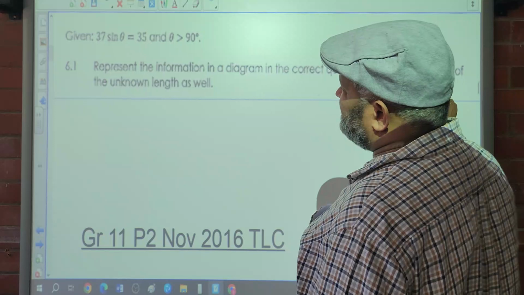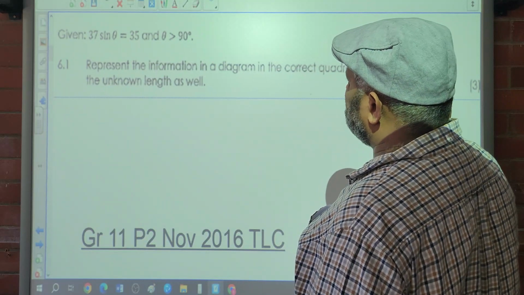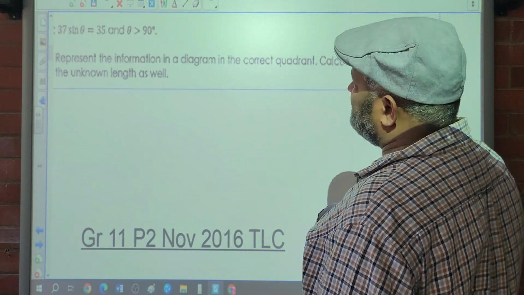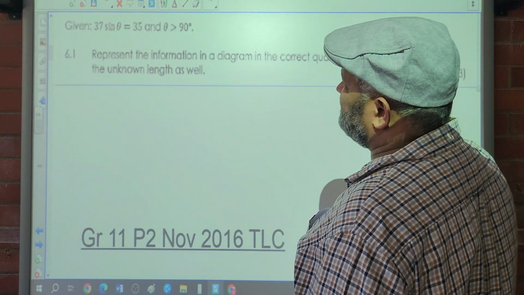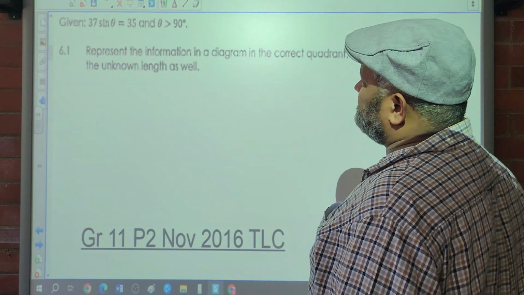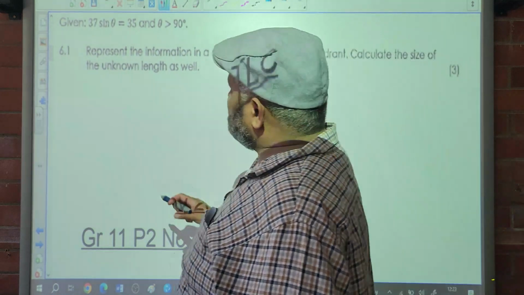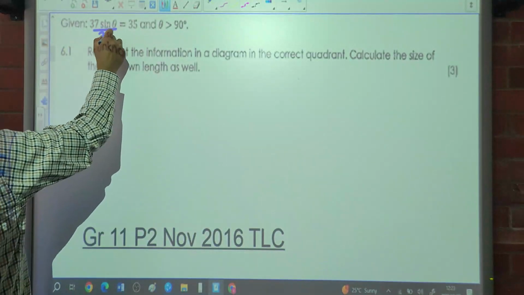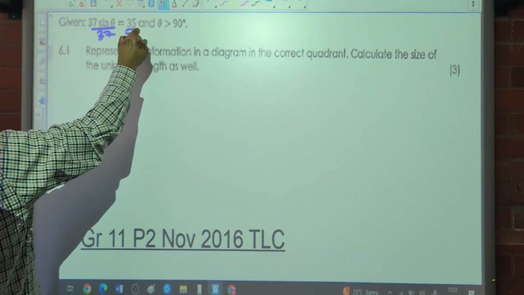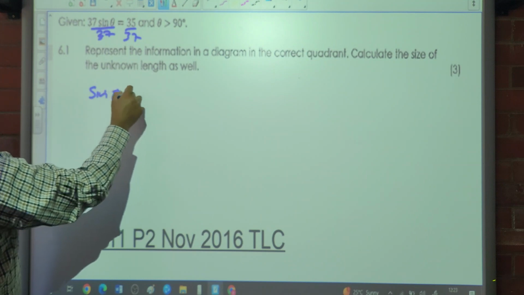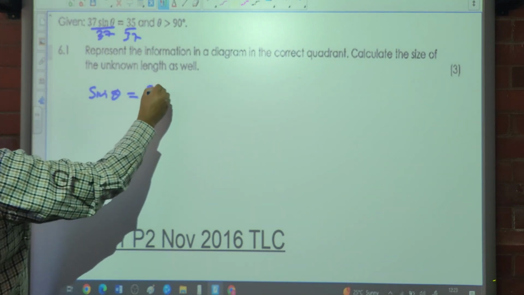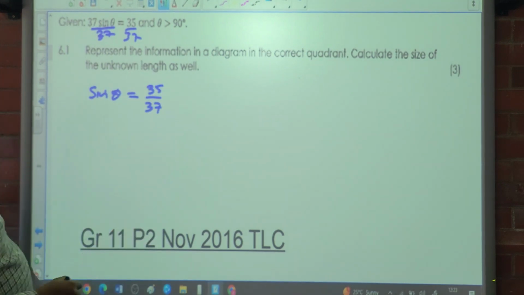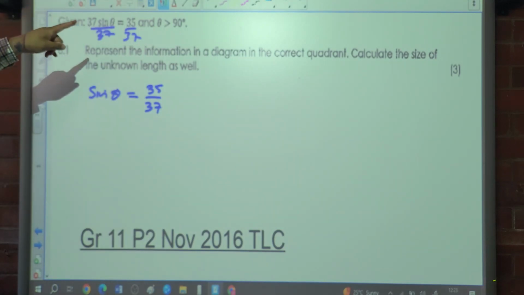Calculate the size of the unknown length as well. Unknown length. Okay. So firstly, we're going to divide by 37 on both sides to get sine of theta on its own. So it's going to be 35 over 37. Okay, so it tells us it's greater than 90.